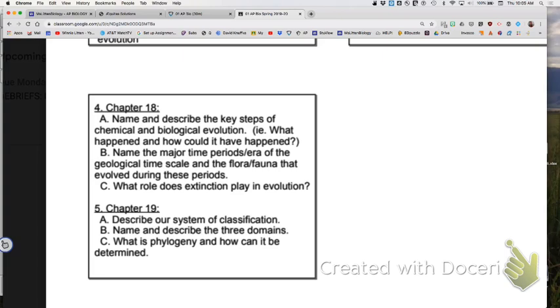So chapter 19, just to get this one, describe our system of classification. So that's your domain, kingdom, phylum, class, order, family, genus, species. Name and describe the three domains. That should be a review. And what is phylogeny and how can it be determined? The highly suggested reading is all up for grabs.